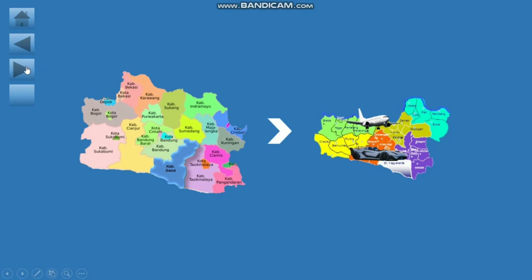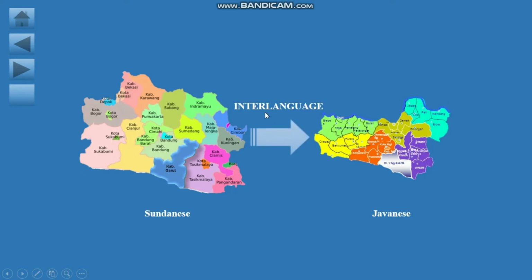Now look at this. The map on the left is Sundanese, and the map on the right is Japanese. In this scenario, the way will be called interlanguage. So, what is interlanguage?